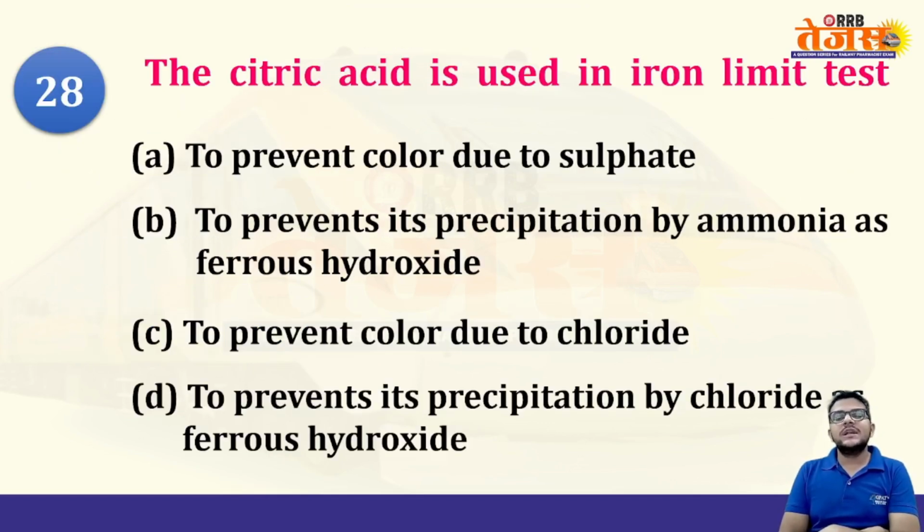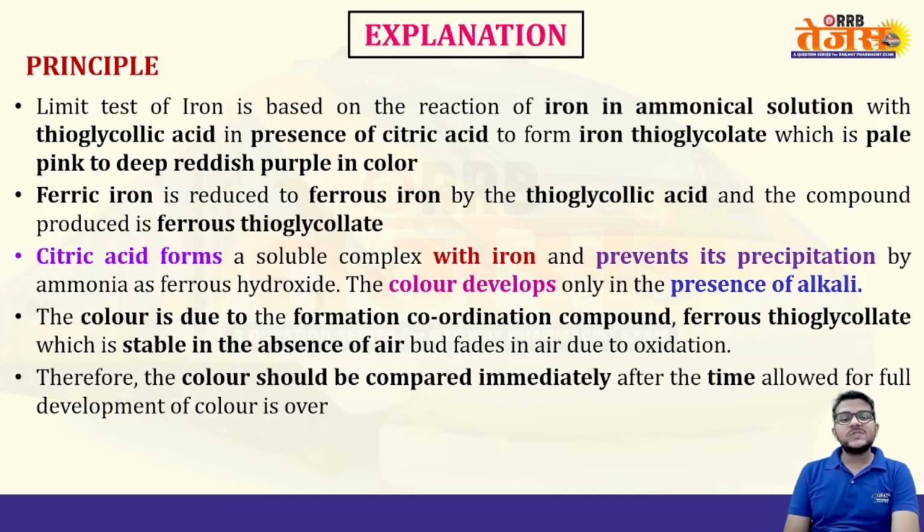Next, citric acid is used in the iron limit test. Citric acid is used in the iron limit test because it prevents the precipitation of iron as ferrous hydroxide by ammonia. The typical principle of the iron limit test is the reaction of iron in ammoniacal solution with thioglycolic acid, which we use in the iron limit test, and it occurs in the presence of citric acid. So with citric acid, thioglycolic acid, and ammoniacal solution, iron thioglycolate, a pink, reddish-purple color, is formed in the limit test of iron. The question was that in the iron limit test, citric acid is used because it can prevent the precipitation of iron as ferrous hydroxide.